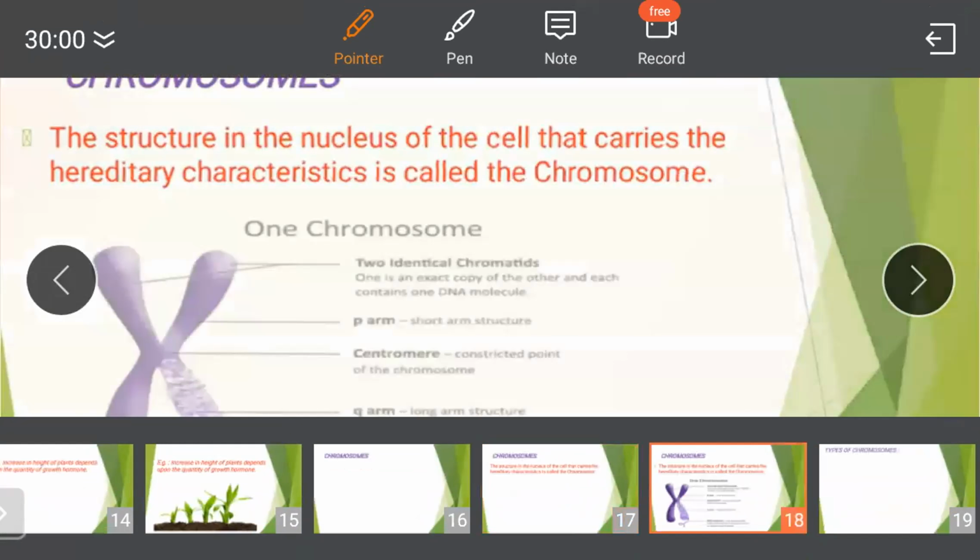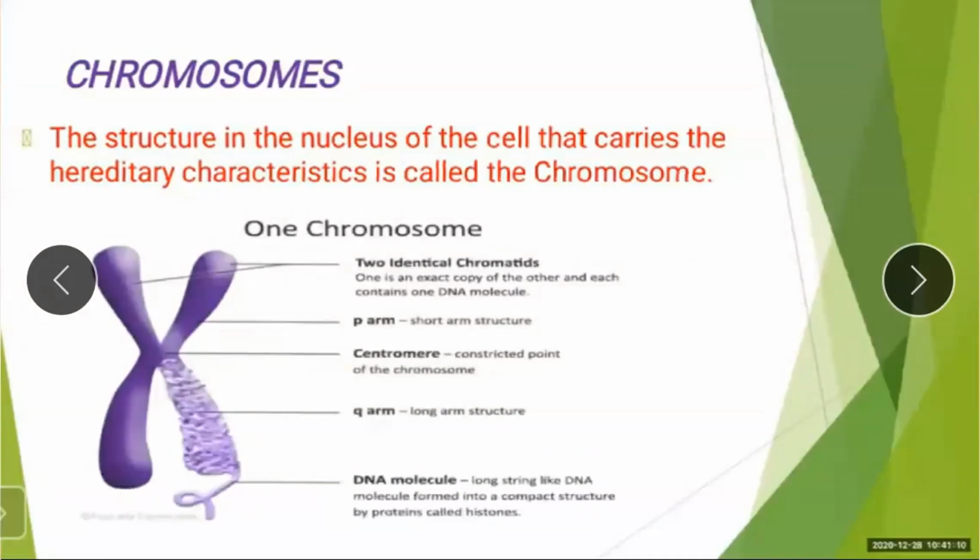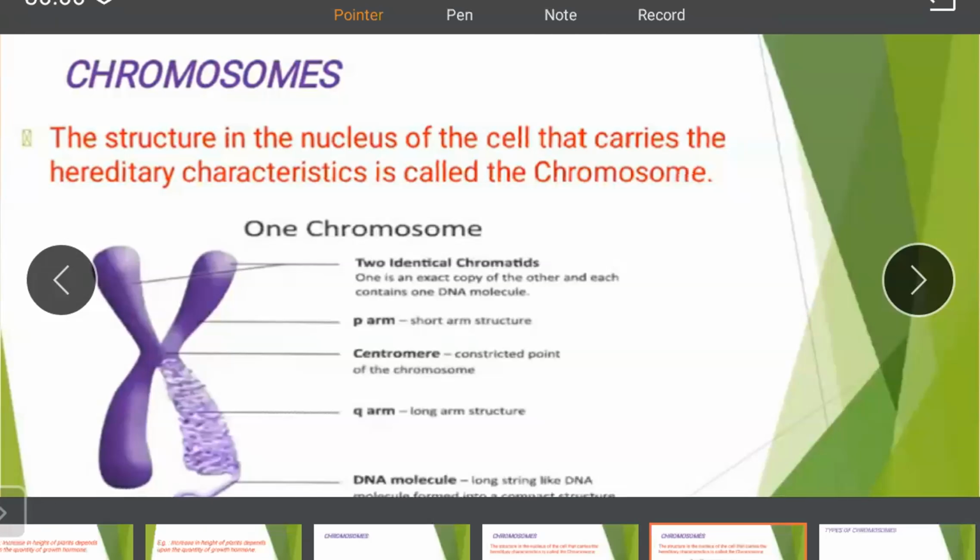So the upper two identical chromatids are similar in height. In the center, what is present? Centromere. The upper arm is called what? P arm. On the lower side, the arms are called Q arm. And in the end, there is a DNA molecule. Which is the DNA molecule? The long string-like DNA molecule formed into a compact structure by proteins called histones. So this is the structure of a chromosome.